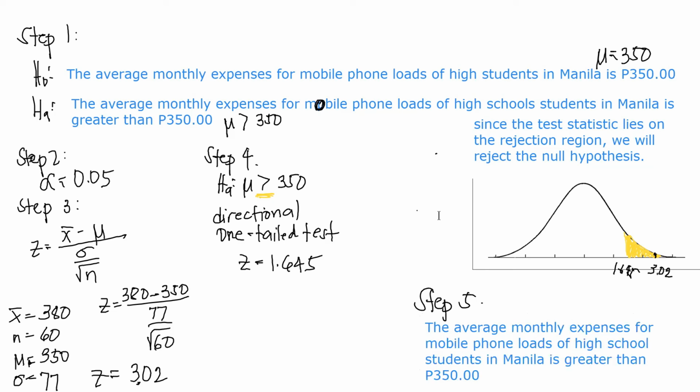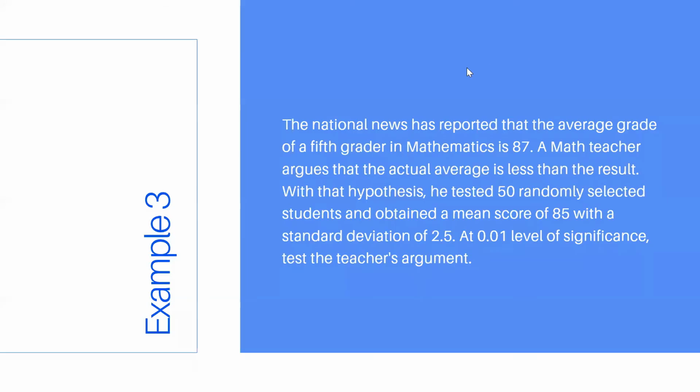So this is for example number 2. For example number 3, let me read. The national news has reported that the average grade of a fifth grader in mathematics is 87. A math teacher argues that the actual average is less than the result. With the hypothesis, he tested 50 randomly selected students and obtained a mean score of 85 with a standard deviation of 2.5. At 0.01 level of significance, test the teacher's argument.